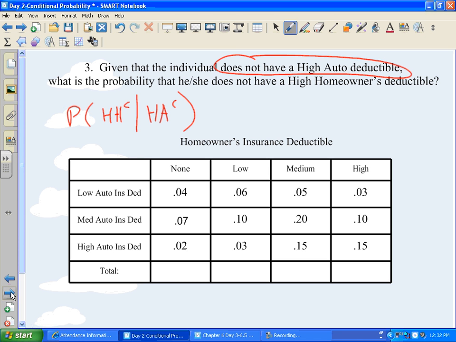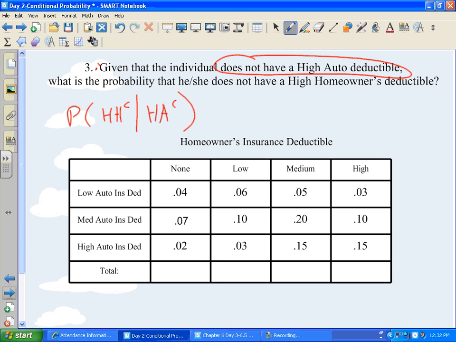That'd be a lot more formulaic if it says, what is the probability that he or she does not have high homeowners if that individual does not have high auto? You can read that as a condition. Sometimes it'll say, what is the probability that he or she does not have high homeowners given that they don't? Read it and realize they're all asking the same thing. Look at the structure. Given is the condition, if is the condition there.